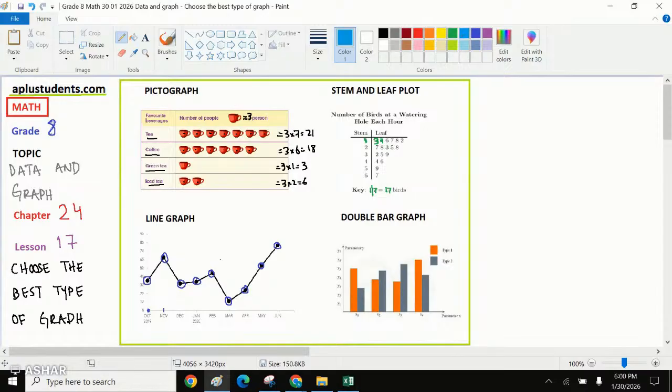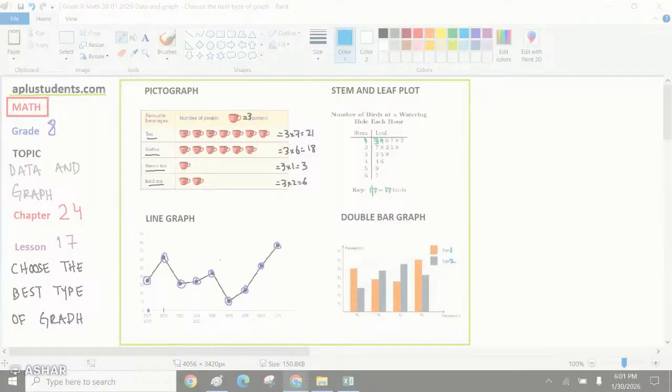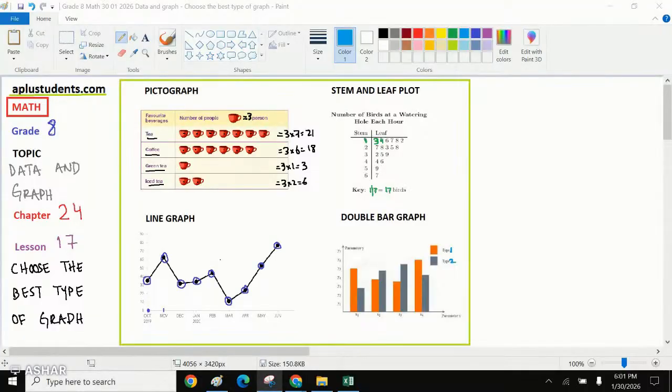In the case of a double bar graph, we have two quantities, type 1 and type 2. For each month or each given time duration, we are comparing the two quantities. Multiple quantities, maybe 3, could be compared, but since it says a double bar graph, we are just comparing 2 quantities. That would be done by a double bar graph. So these are the few types of graphs that we would use in order to find which type of graph is the better fit for the given question.